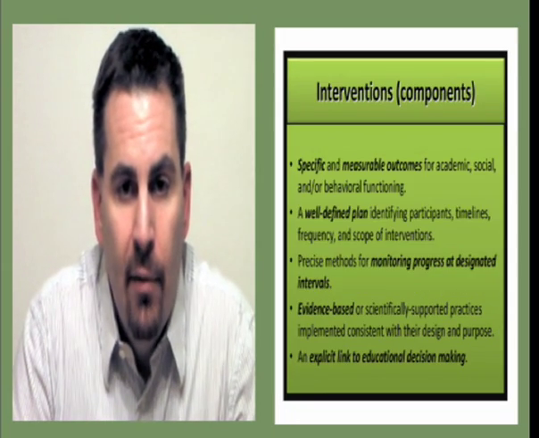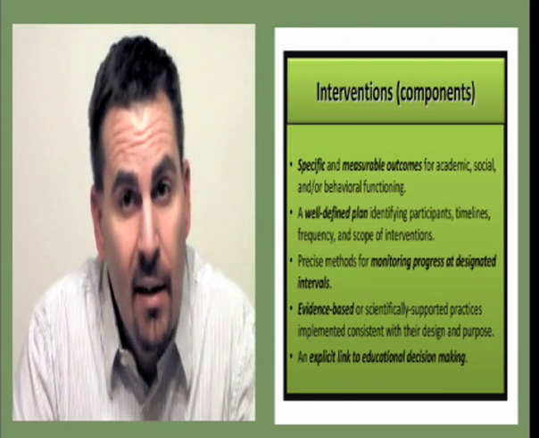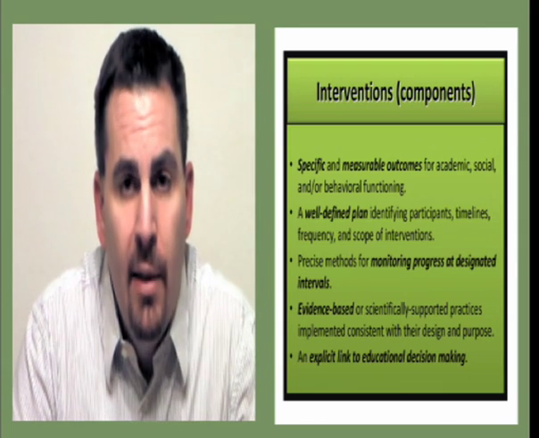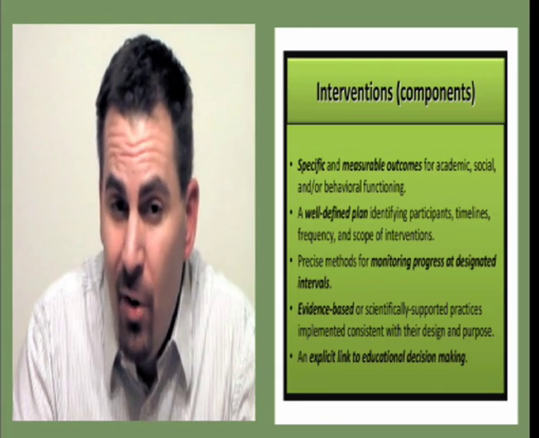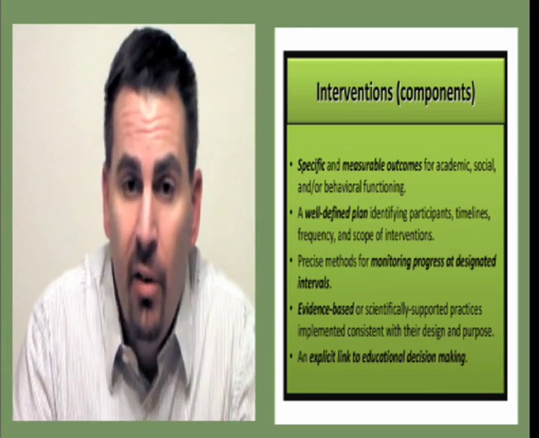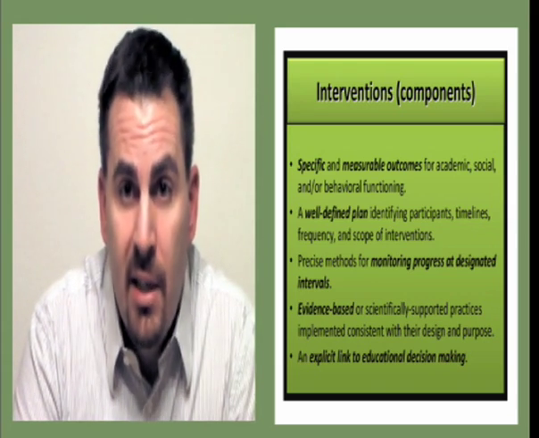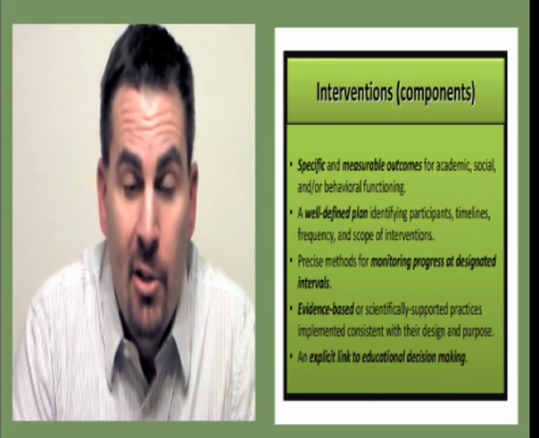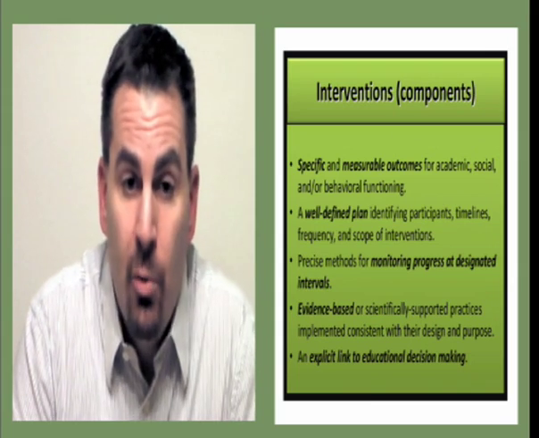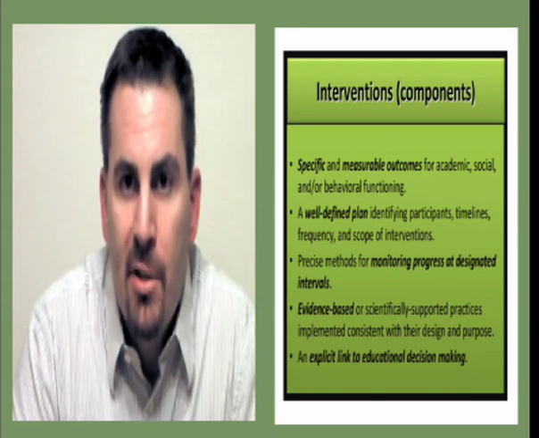The goals of an intervention should yield specific and measurable outcomes. They should follow a well-defined plan which identifies who's going to be involved, how long they're going to be involved, how often they're going to be involved, as well as the targeted skill or skills that the intervention is designed to impact. It should also include methods to measure where the child is at in terms of their starting point, as well as progress monitoring points.